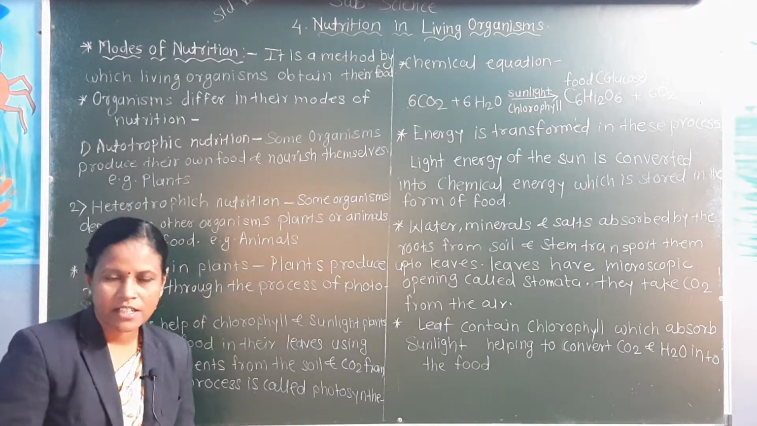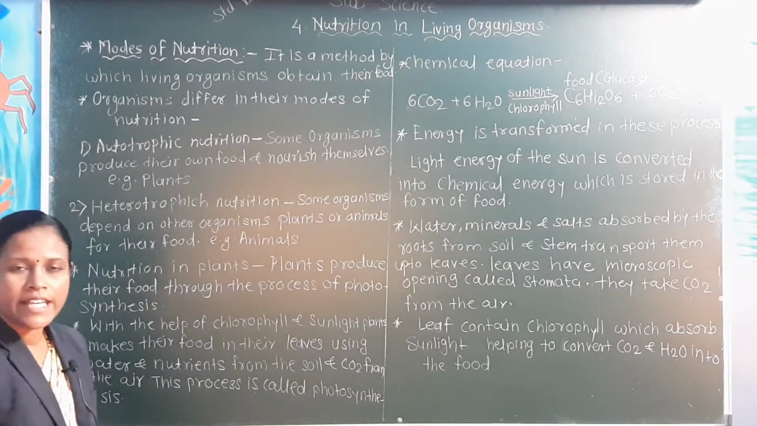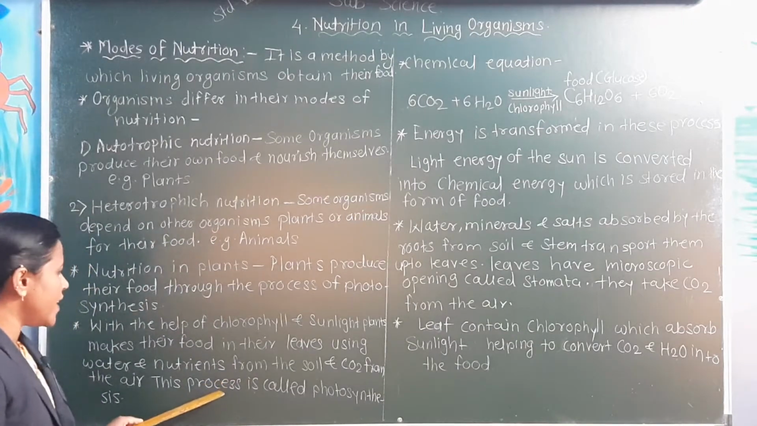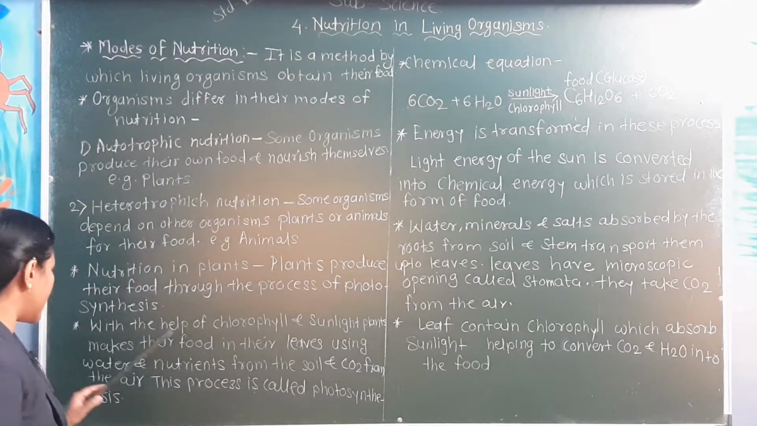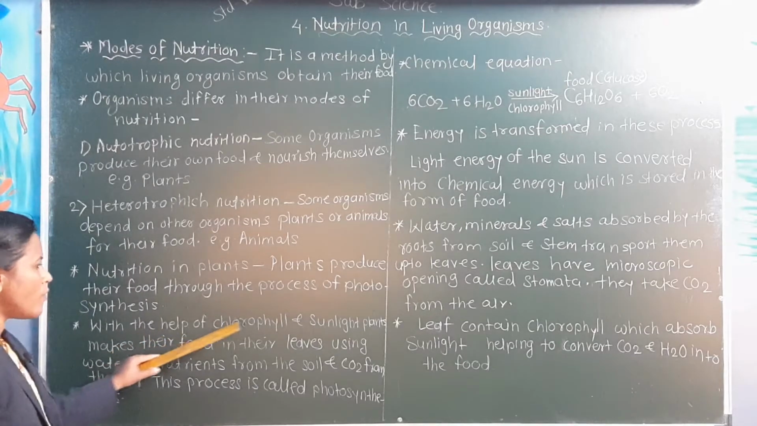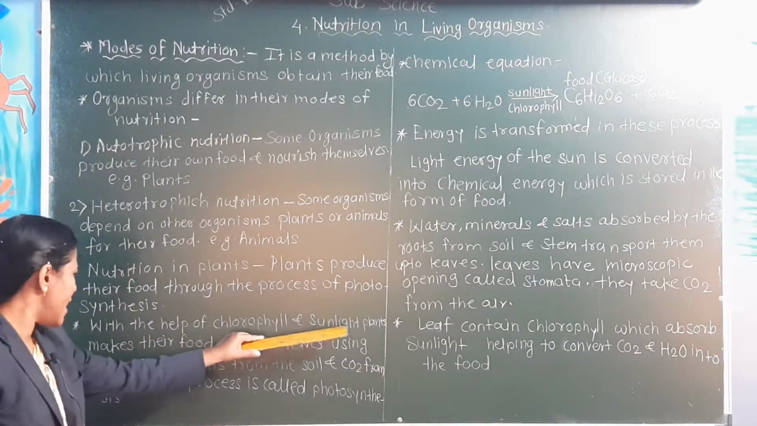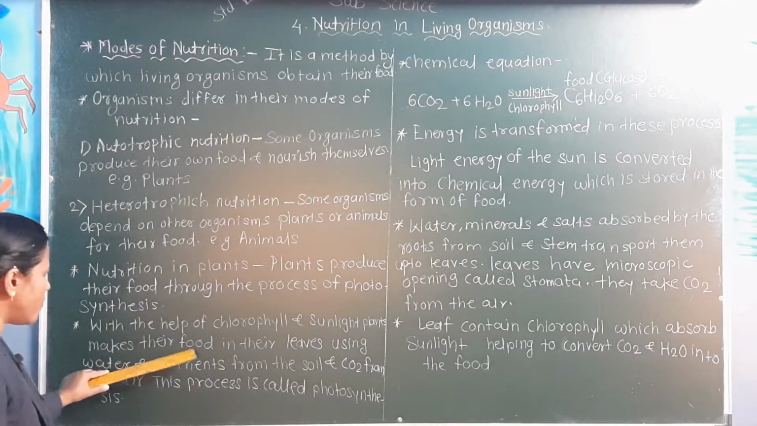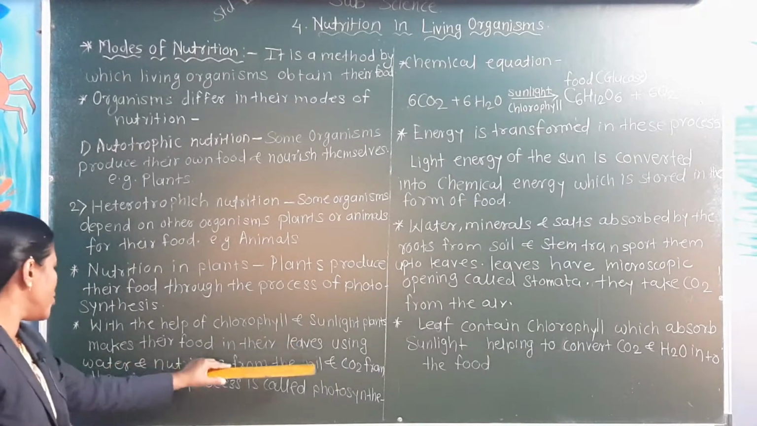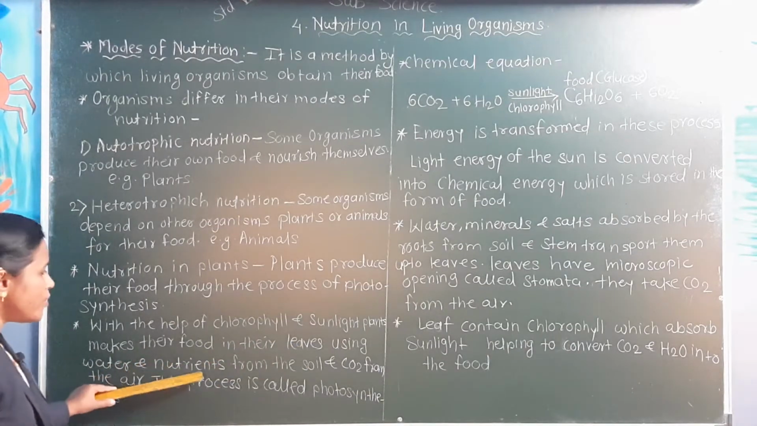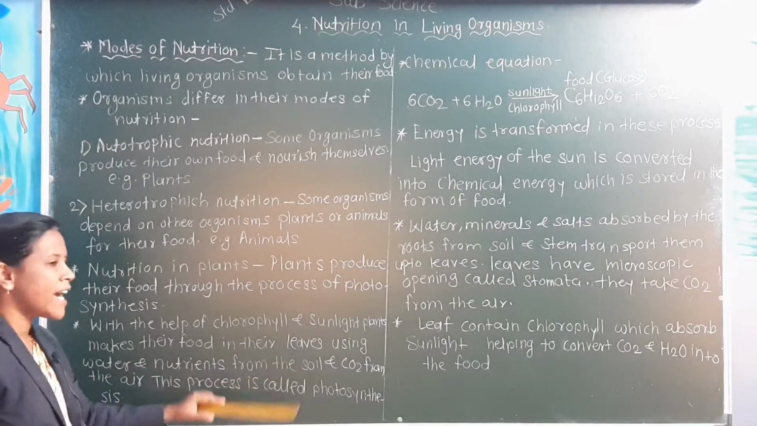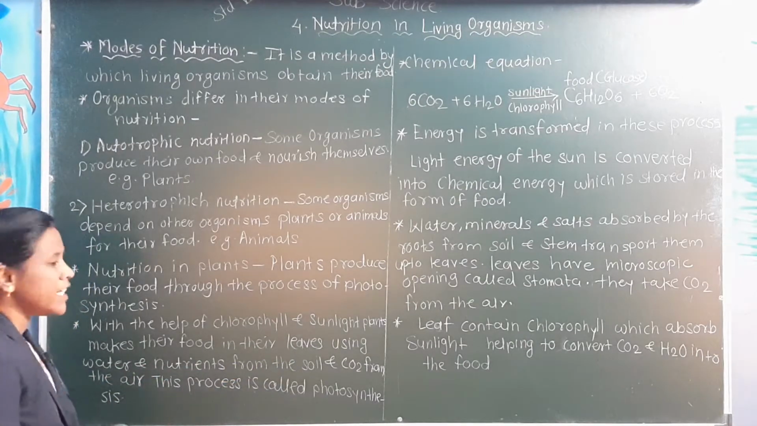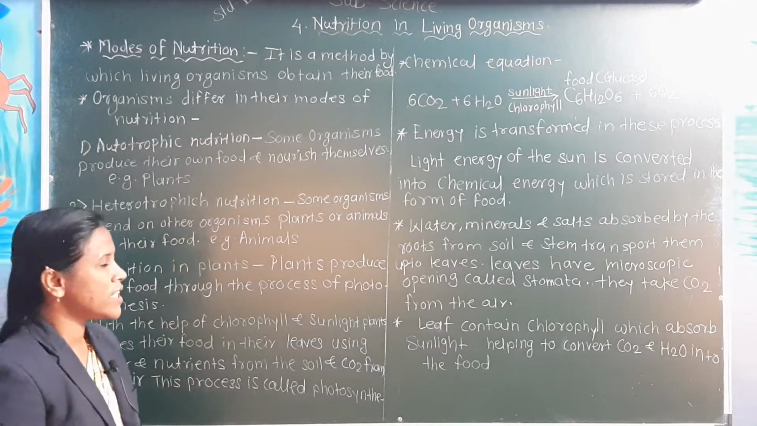I repeat again, you should learn this definition of photosynthesis by heart. See, with the help of chlorophyll and sunlight, plants make their food in their leaves using water and nutrients from the soil and carbon dioxide from the air. This process is called photosynthesis.